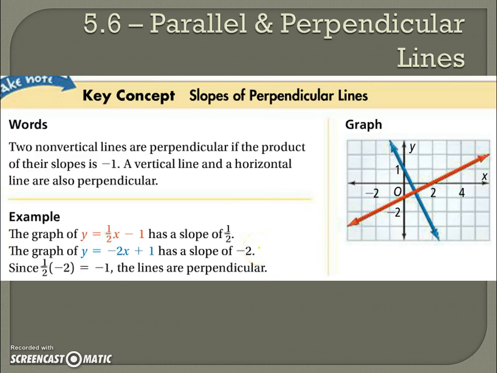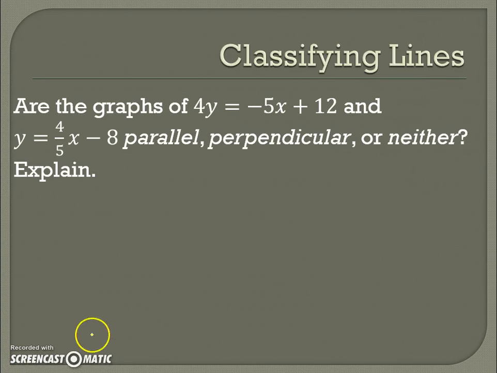Make sure you have this copied down. Two non-vertical lines are perpendicular if the product of their slopes is -1. In other words, they're opposite reciprocals. Here is the graph of 1/2 x minus 1. Here's the graph of -2x plus 1. Notice that 1/2 times -2 equals -1. That means they're perpendicular to one another. They are opposite reciprocals. So here's how this works.